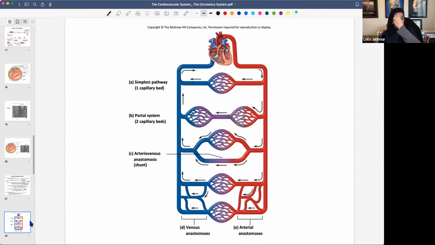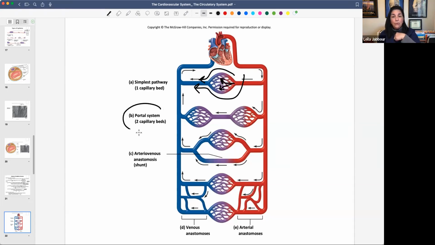So look at this. We have these capillary beds pretty much everywhere. There's a couple different layouts that you could be familiar with. The simplest pathway is one capillary bed. We go through the bed, we dump our good stuff, and then we take on the CO2 waste and leave and go out, right? So this is it. Coming in, going out, and going through, of course, the capillary bed.